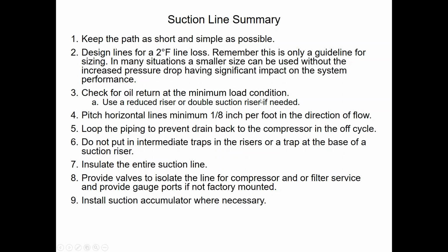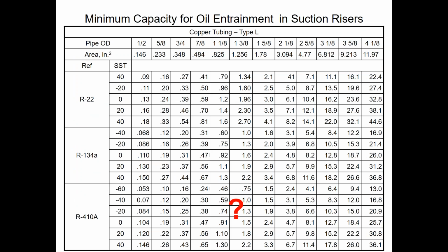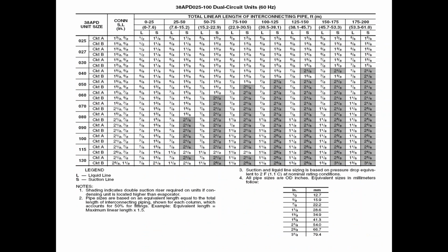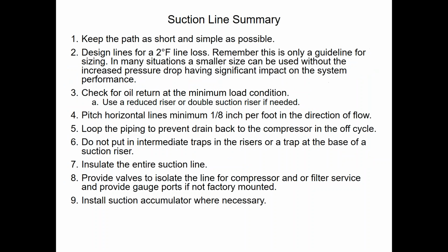Check for oil return at minimum load conditions. Again, that's already done in the chart. But understand that there is, in fact, a table that does that for us. Pitch the horizontal runs back towards the compressor or the condensing unit, 1/8 inch per foot.